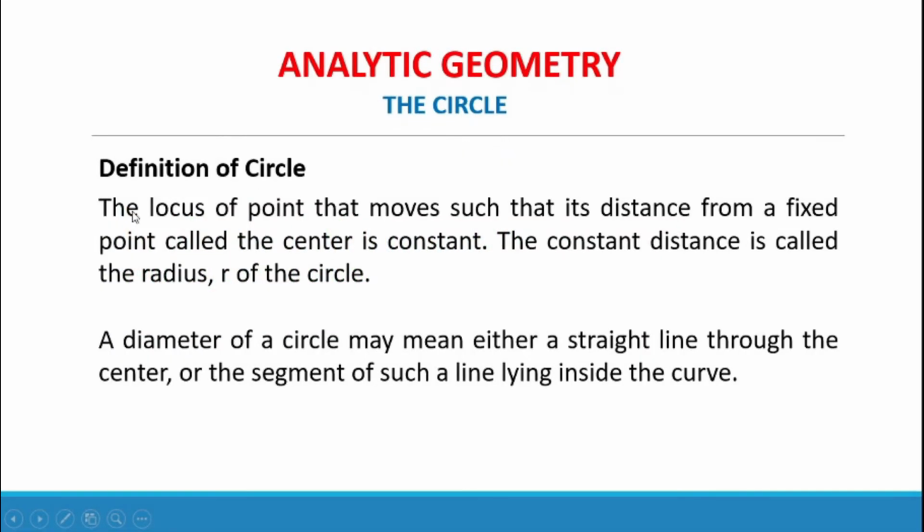The circle. Definition of circle: the locus of a point that moves such that its distance from a fixed point, called the center, is constant. The constant distance is called the radius r of the circle. A diameter of a circle may mean either a straight line through the center or the segment of such a line lying inside the curve.